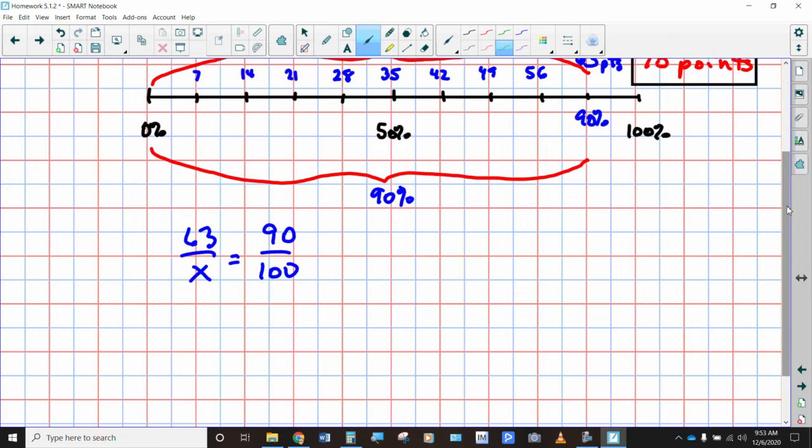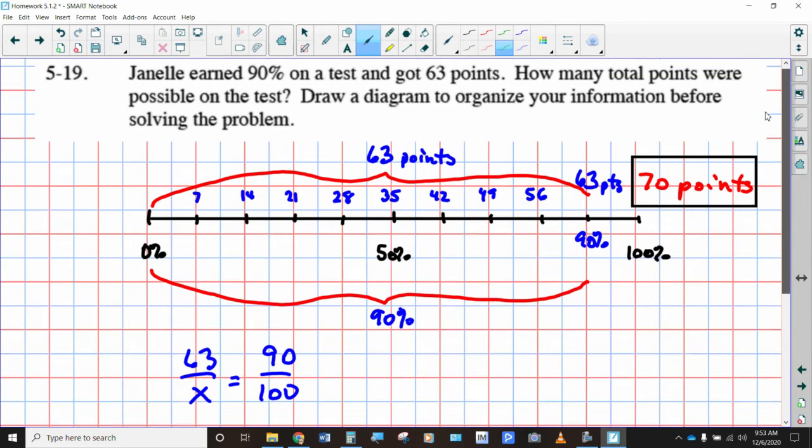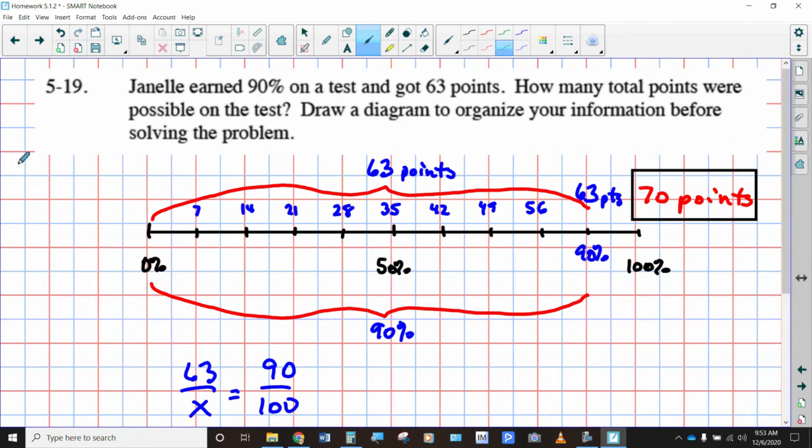Now, let's look in terms of the percent proportion. Remember, you're looking for a part, you're looking for a total, and you're looking for a percent. So reading through this, this represents the percent. That's pretty obvious because you see the percent signs. Let's go ahead and write in 90%. This quantity right here is the score that she got, but she didn't get 100%. She got 63. So the total is what we're looking for.